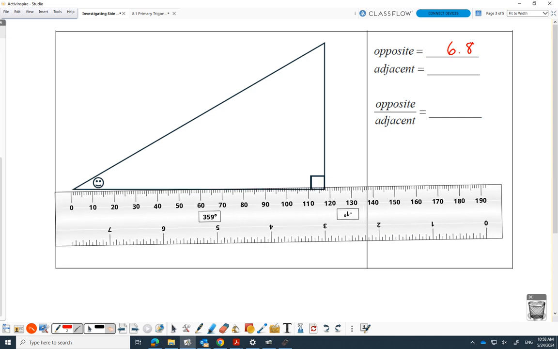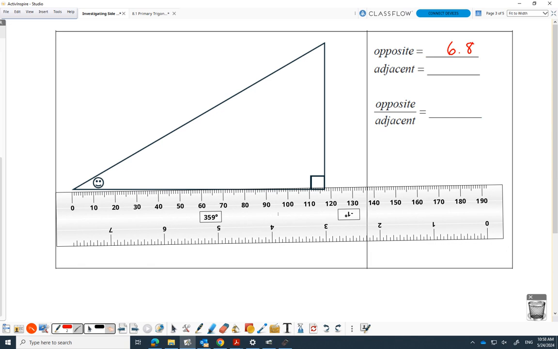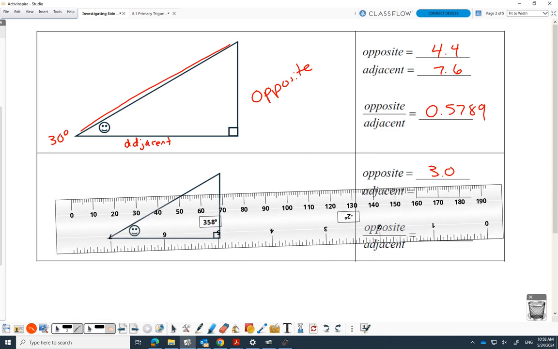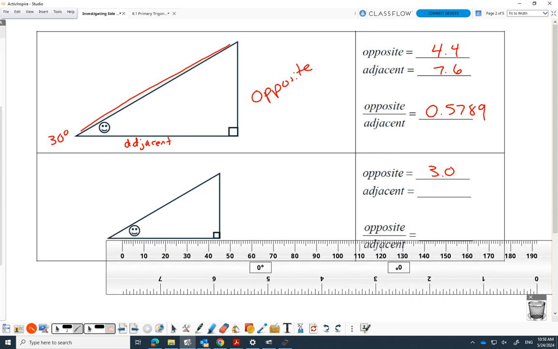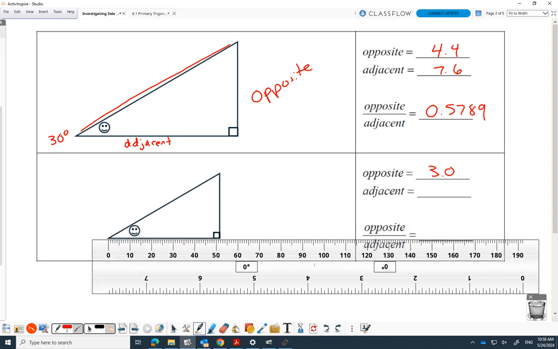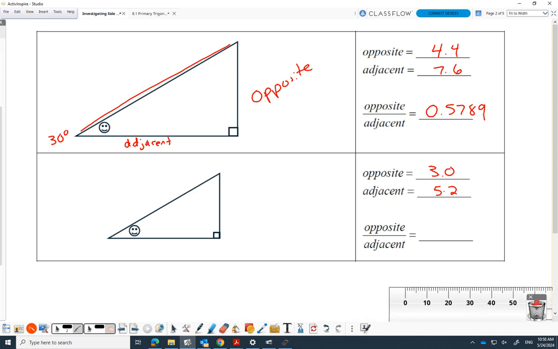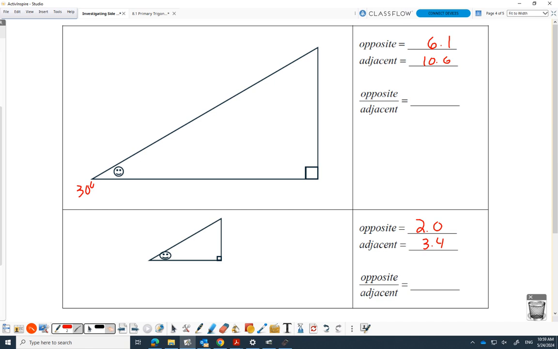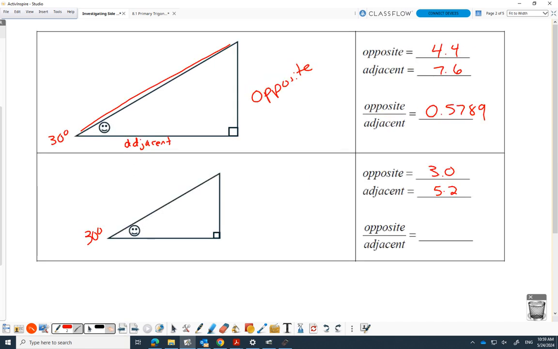I read 0.67. 0.75. 0.7. My numbers were like 0.5. All right. Did you have enough time to get through this?